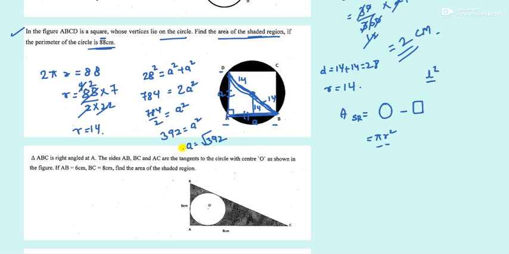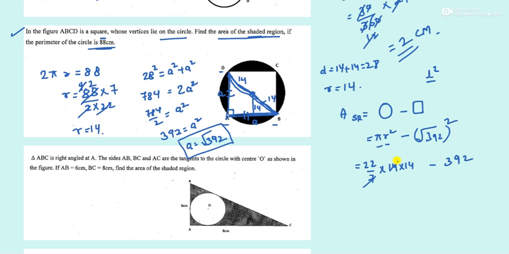This is not a perfect square, so we'll keep it as it is, because here it will get cancelled. So L square, where L means the side, is 392 square, write it as it is. Now pi is 22 by 7 into radius, which is 14 here, so 14 into 14 minus this 392.